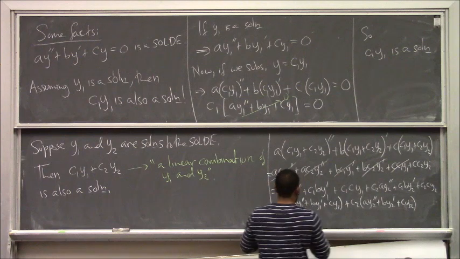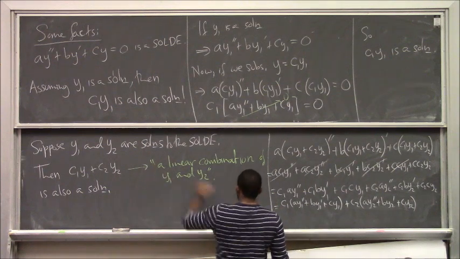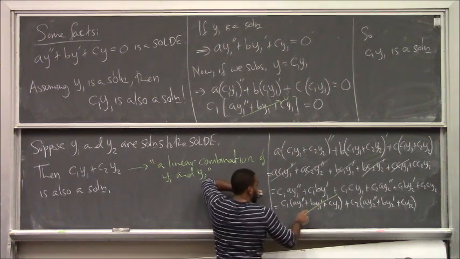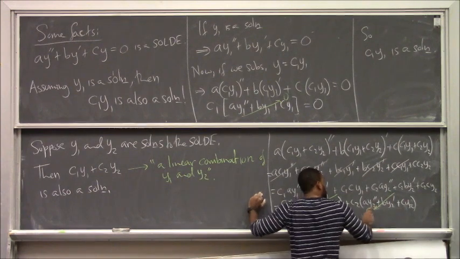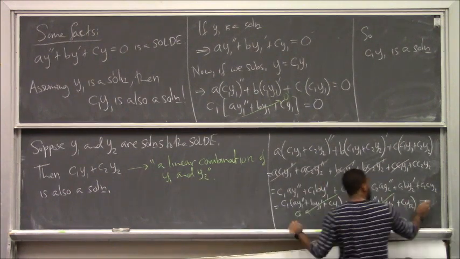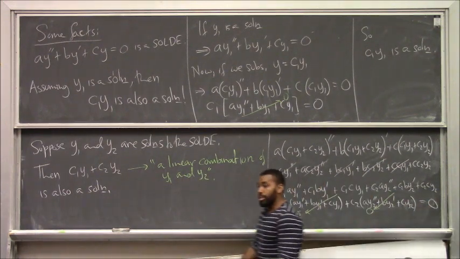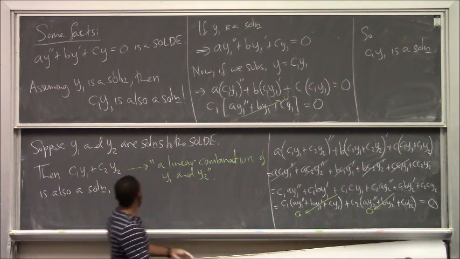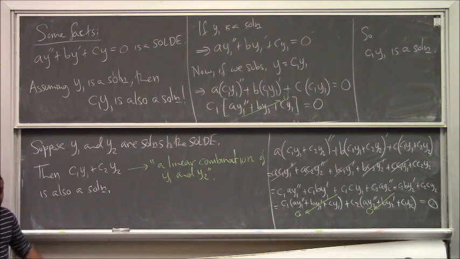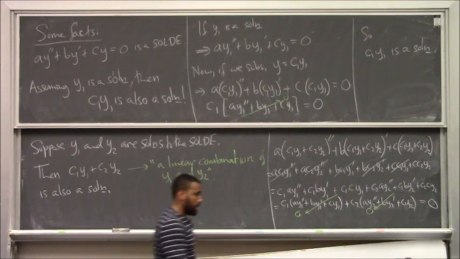Now, what is that? Well, I assume that these are both solutions, which means these both will give us 0. And I end up the answer being 0. Really? Which means that's a solution. It makes the differential equation true.